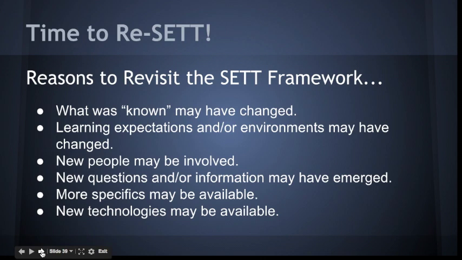Is there any new questions or information that might have emerged? Are there more specifics that may be available? Are there new technologies that may be available? Or even a matter of you've done a trial and the trial wasn't successful. So you might be revisiting the set to say, okay, what we thought might work wasn't going to work, so let's go back and look at what we said before and see if there's something different. And that's taking the information that you did before in the set and the data you've collected from that first trial and trying to tweak new solutions and new tools that might be beneficial.